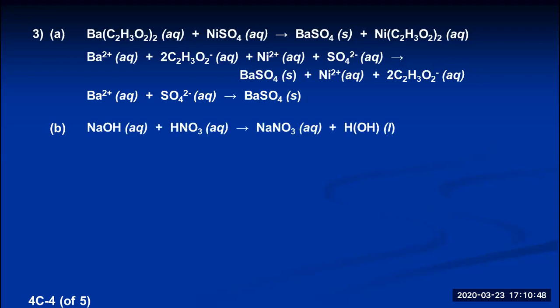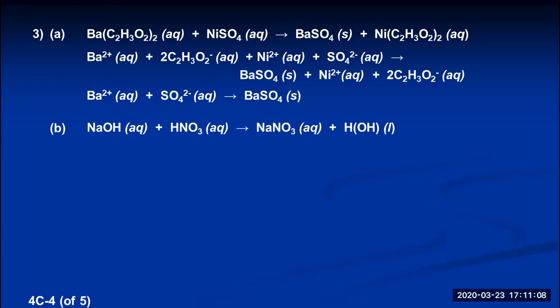When you react sodium hydroxide with nitric acid, the sodium goes with the nitrate to form NaNO3, sodium nitrate, and the hydrogen goes with the hydroxide, forming HOH, which is water. And because we formed water in this reaction, a chemical change takes place. This is actually an acid-base reaction that's occurring.